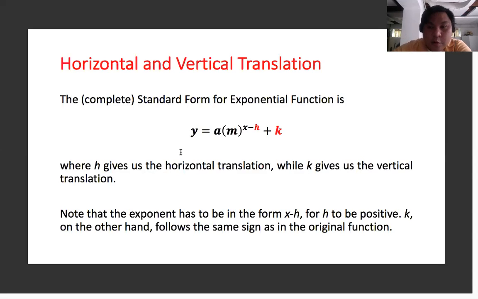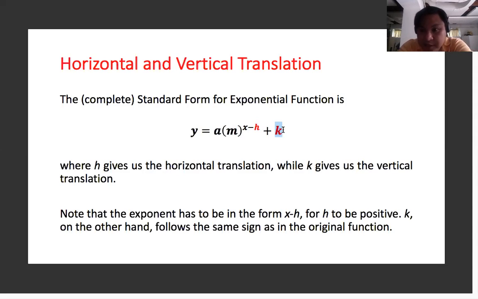Okay, so now we're going to complete the standard exponential equation function form. Before, we stayed with A times m raised to the x, but this time we're going to put an h and the k. So the h and the k actually control the vertical and horizontal translation. H controls the horizontal translation, while k controls the vertical translation.